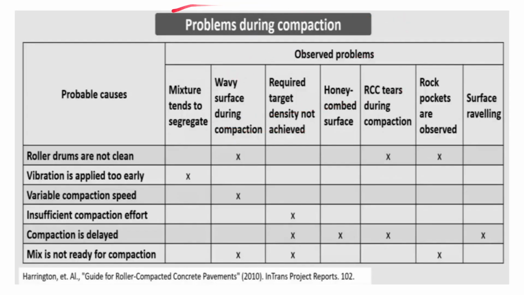And during compaction various problems arise. So here are a list of problems such as mixture tends to segregate, wavy surface during compaction, required target density not achieved, honeycomb surface, RCC tears during compaction, rock pockets observed, surface revealing. So these are mainly caused by these factors: roller drums are not clean, vibration applied early, variable compaction speed, insufficient compaction effort, compaction is delayed, mix not ready for compaction.